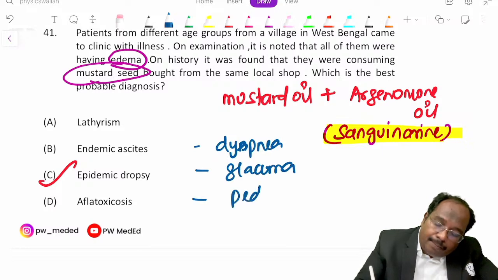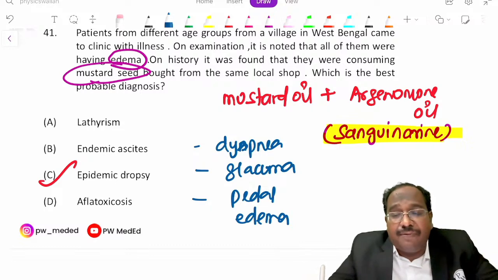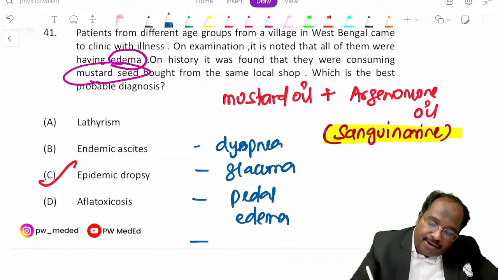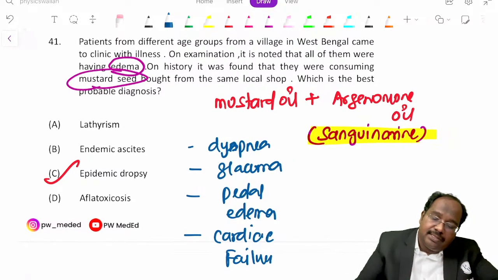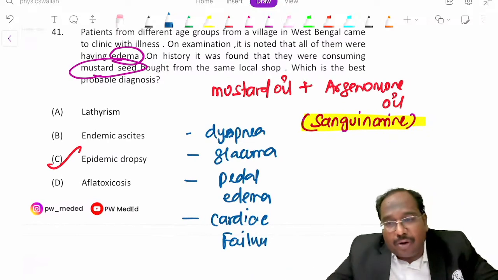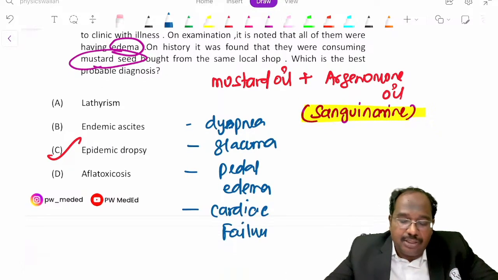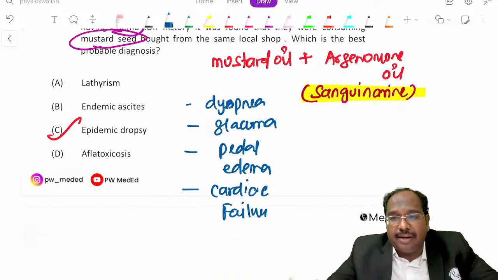Pedal edema will be there. These are the features, and they can go for cardiac failure. This is epidemic dropsy, mustard oil with argemone. Central India cases were reported.